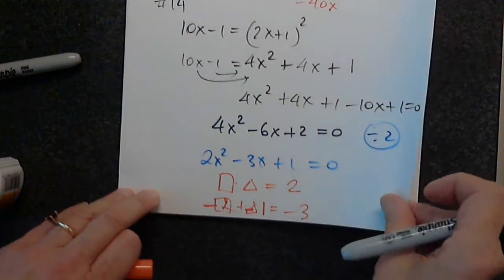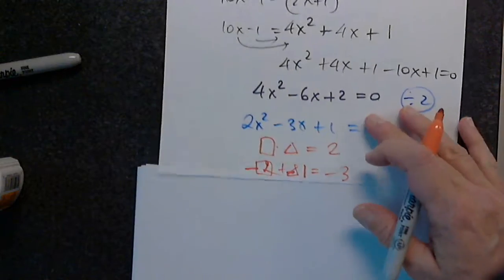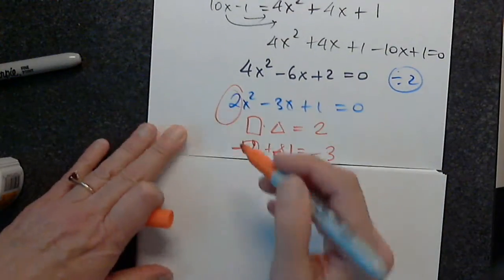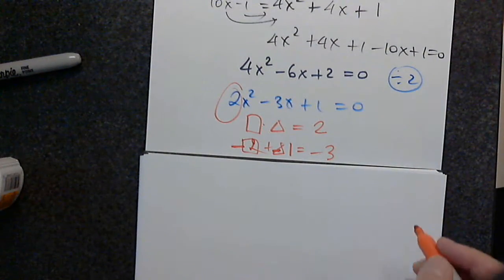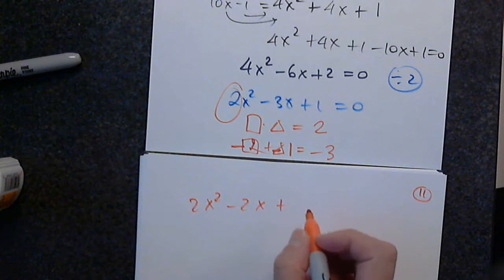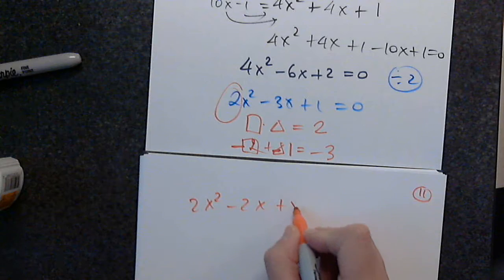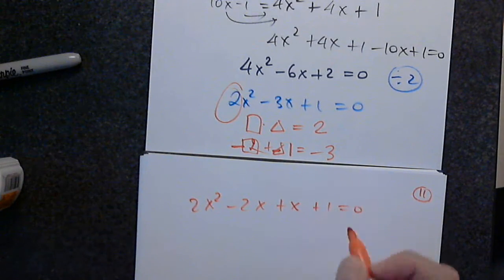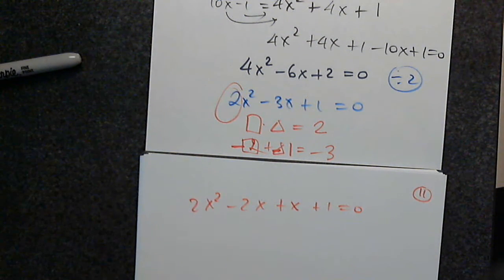So now we replace the middle term. You cannot go directly to factor it because this is not 1. So then we have 2x squared minus 2x, minus x and plus 1 equals 0.